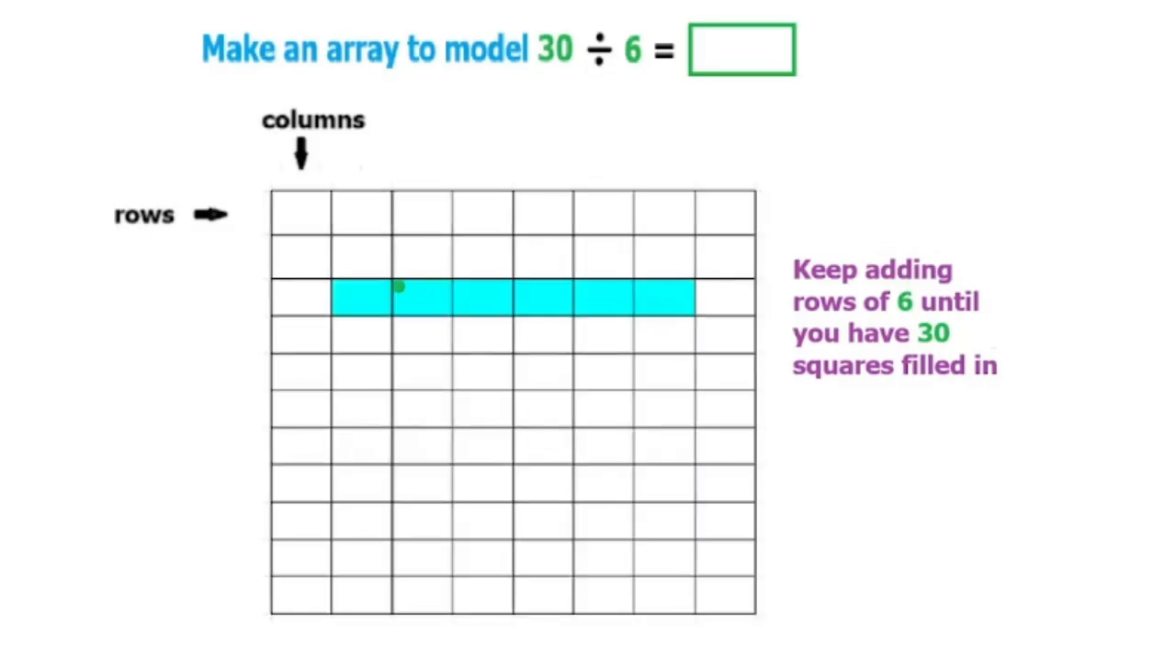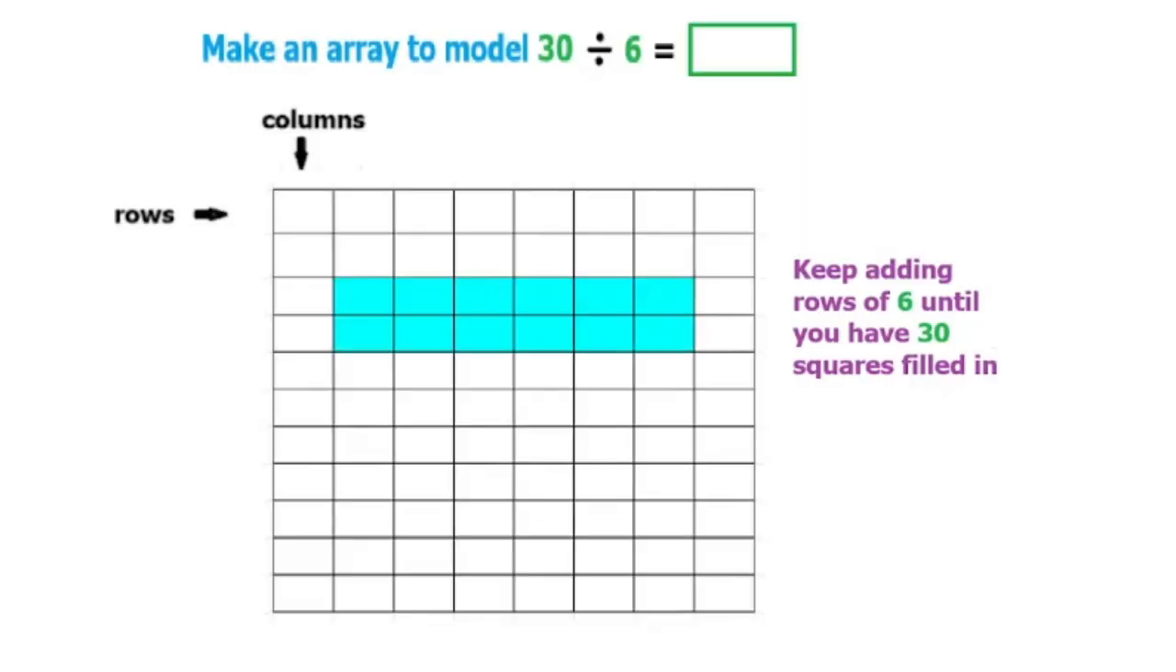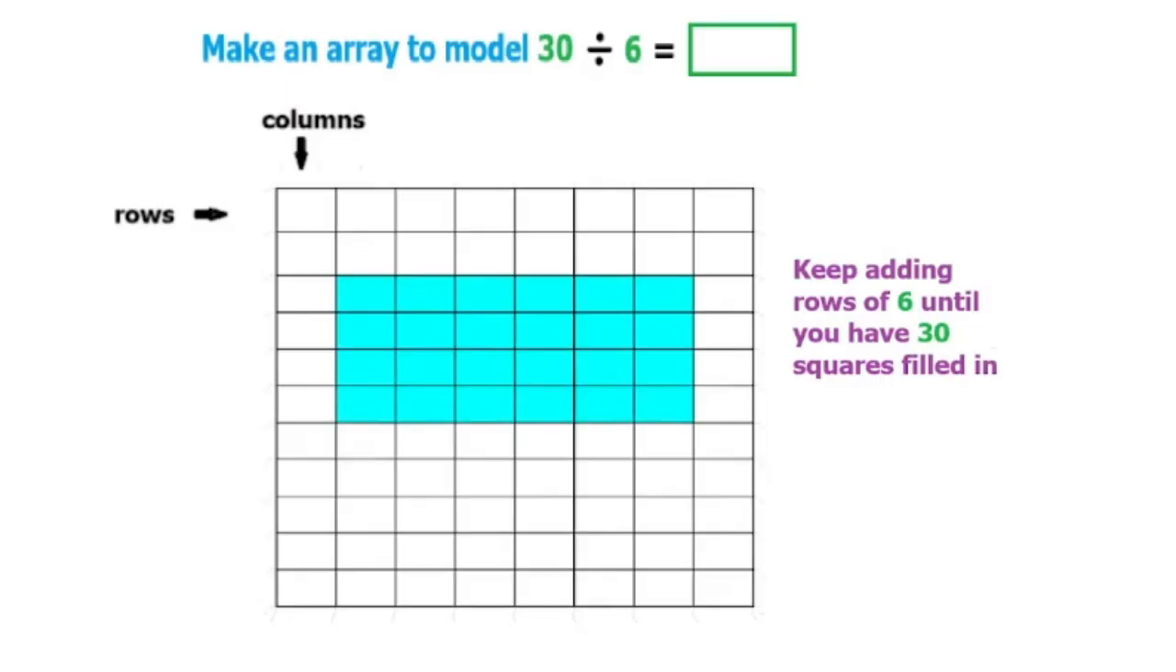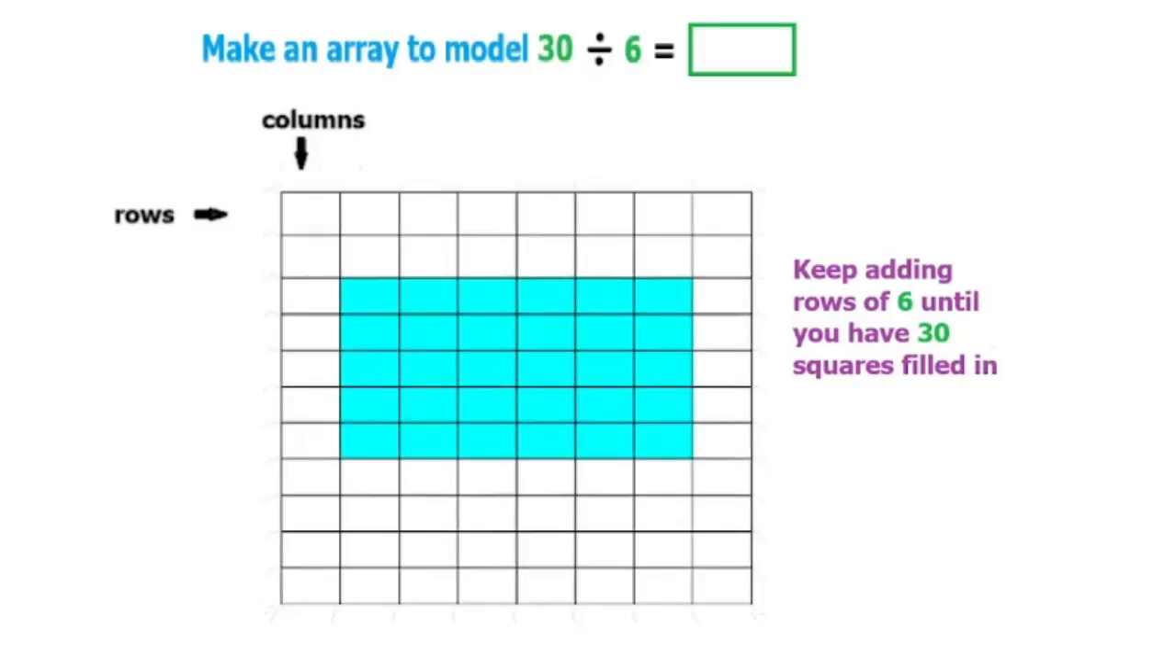1, 2, 3, 4, 5, 6. So let's do that. So there's the second one, there's the third one, there's the fourth one, and one more till we have 30 squares filled in, right? So we have 6, 12, 18, 24, 30. Those 30 squares.